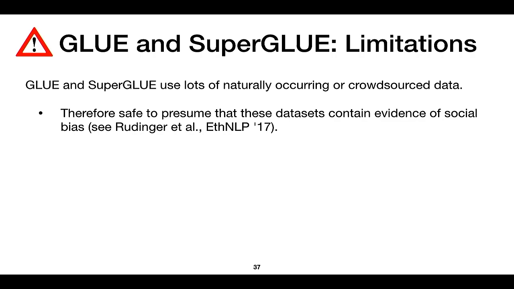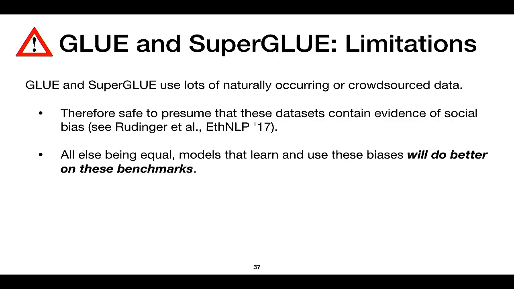More importantly, GLUE and SuperGLUE use lots of naturally occurring or crowdsourced data. Most of the text is either extracted from a web source like Wikipedia or written by crowd workers. This means that, as with really most sources of text you can find, they're going to contain evidence of social bias: the word nurse will show up with female names and pronouns much more often than male names and pronouns, and African-American names will show up in more negative sentiment contexts than European-American names. These are just facts about the text we have access to.